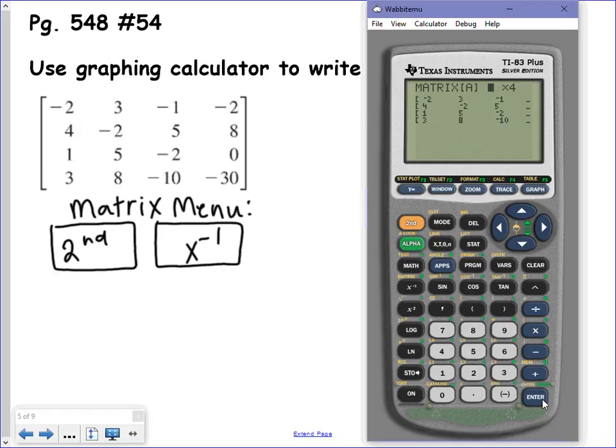Hey Lexi, you want to hear a fun fact about your calculator? If you press apps 7, you have a complete periodic table. If I press what? Apps 7, you have a complete periodic table.